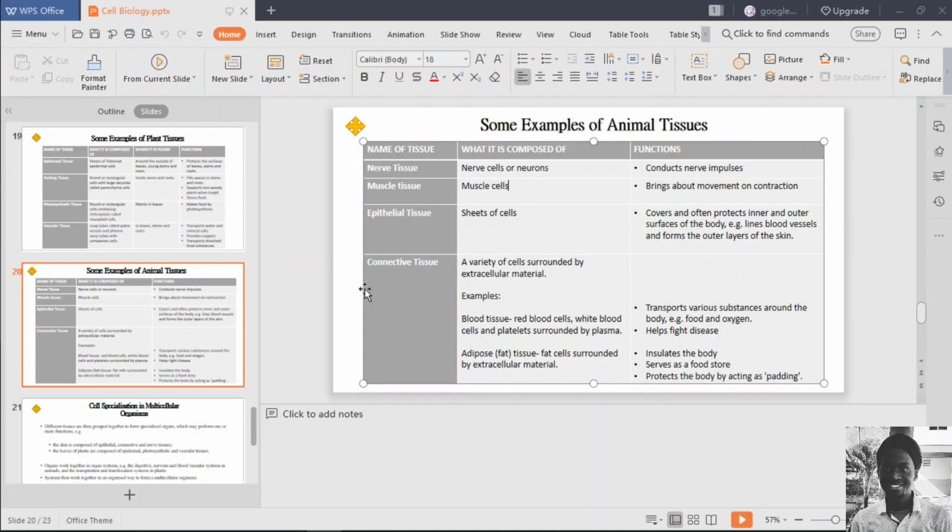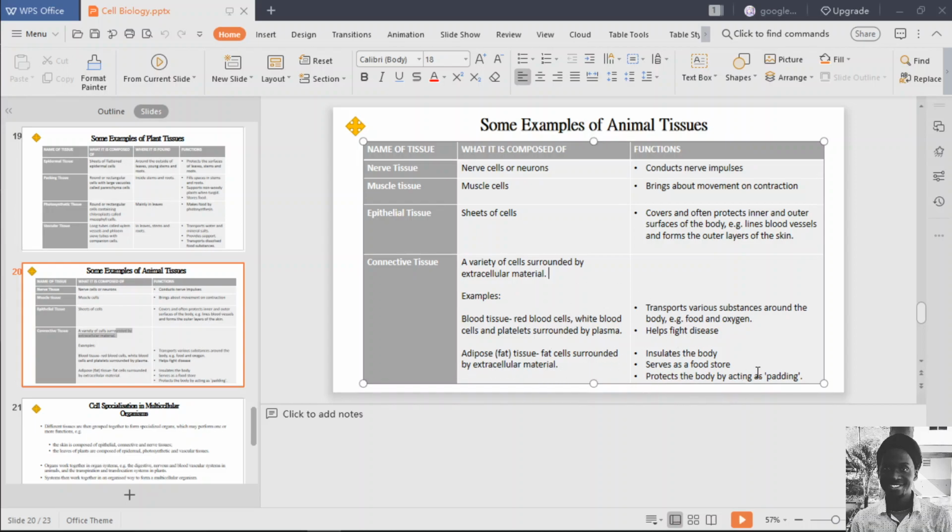Connective tissue is basically a variety of cells that are surrounded by an extracellular material. Examples are blood tissue, such as red blood cells, white blood cells, and platelets, which are surrounded by plasma. So the plasma would be the extracellular material. Then you have adipose or fat tissue, fat cells surrounded by extracellular material.